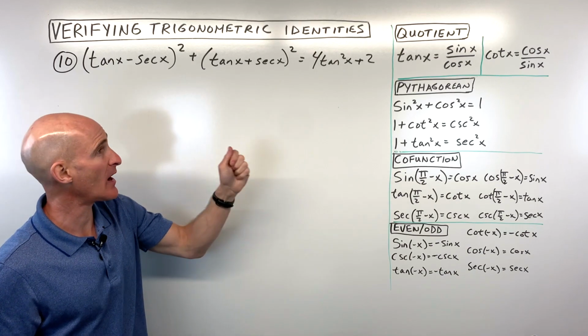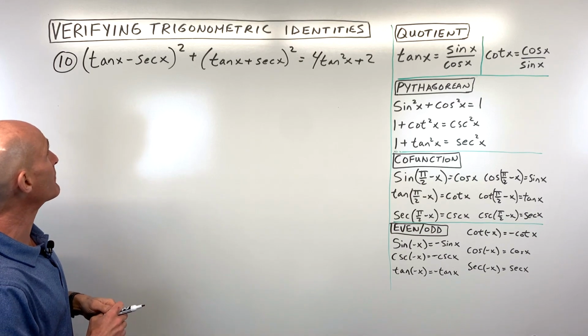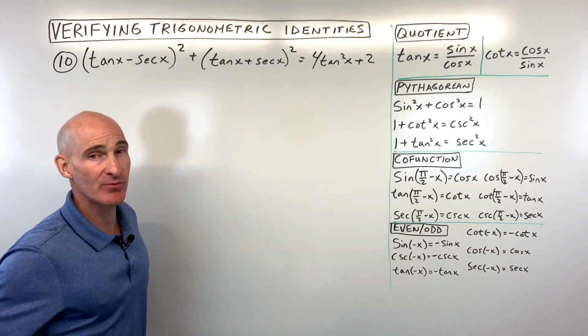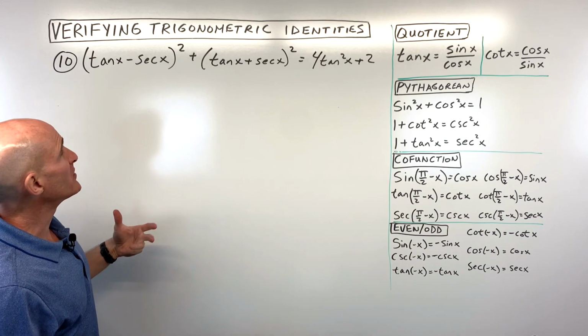So we'll do that also after this problem. But let's dive into the last example. We're trying to show that this is equal to 4 tangent squared x plus 2. So what would you do in this problem?